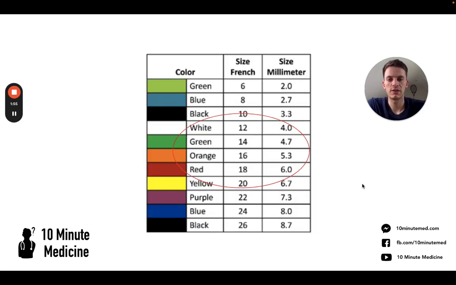Some different sizes of catheters. The main system used for catheter sizing is the French system. Between 10 and 20 French is what you're going to be using for urinary catheterization.